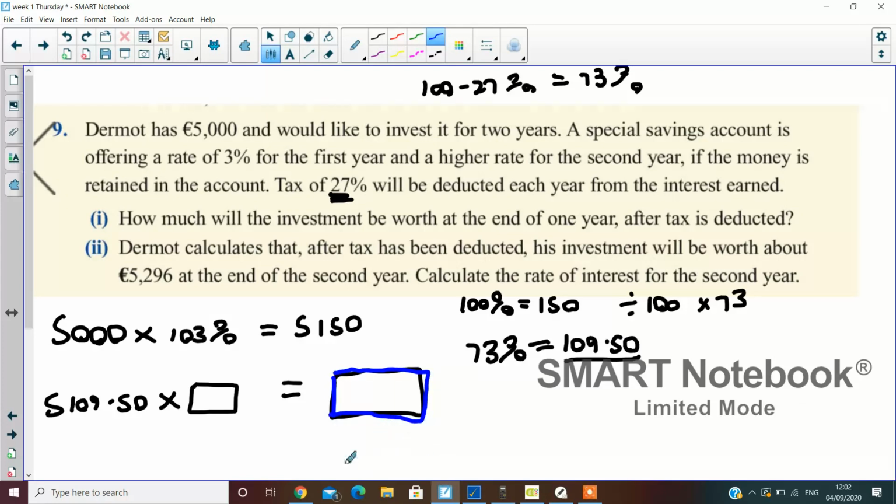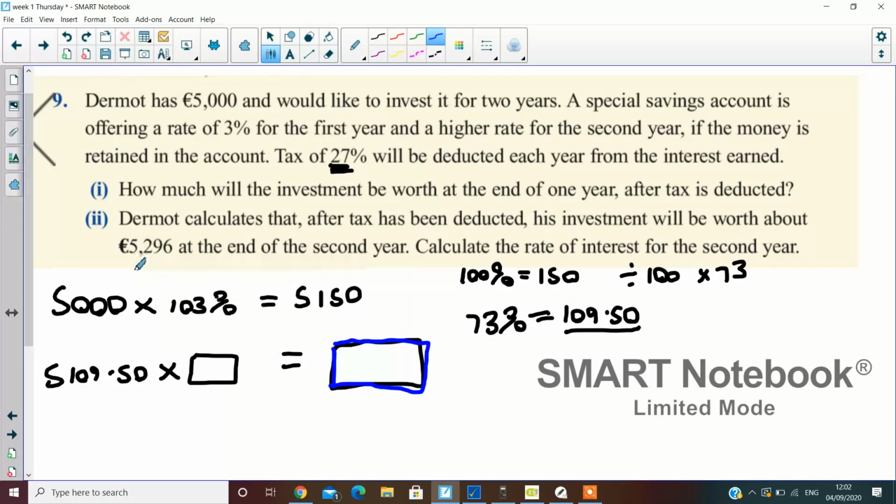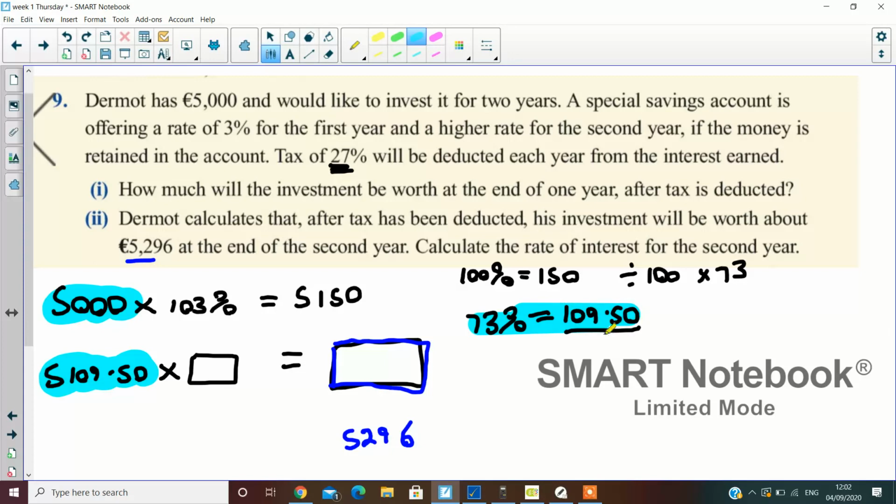Now, what happens is, though, a certain amount of money gets taken away from it. We're not allowed to keep it all. So how much do we have at the end? 5,296. Now, what I have to determine is, what is the difference between the money I started with? Basically, in the first year, what's the difference between 5,000 and €5,109.50? That was your 73%. Would you agree with that? The difference between these two numbers is 73% of your interest.